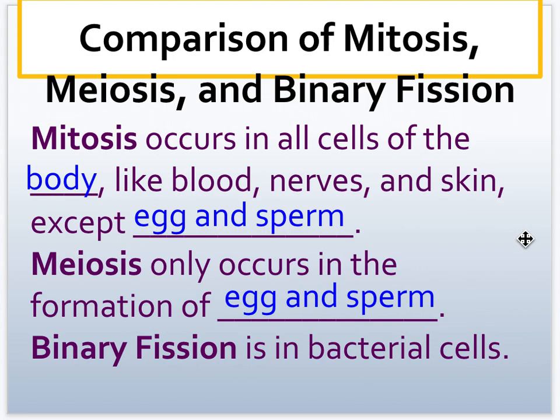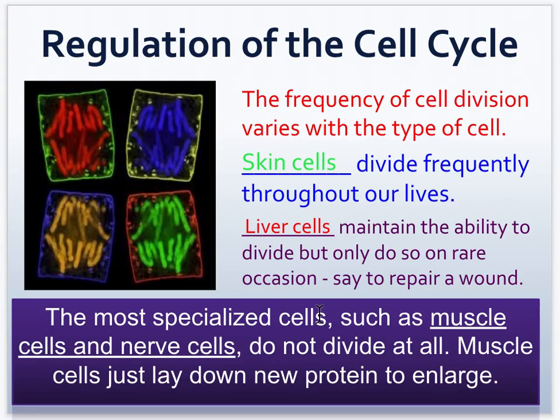We will talk about that in the next chapter, and binary fission. Mitosis happens in almost all cells of the body, like your blood, your nerves, your skin. It just isn't happening in your eggs and sperm. So meiosis is happening in the eggs and sperm, and binary fission is happening in bacterial cells.